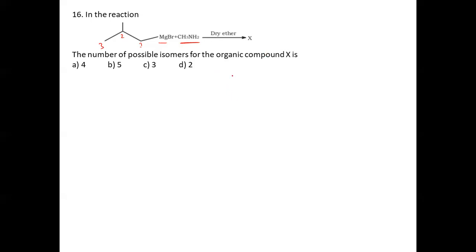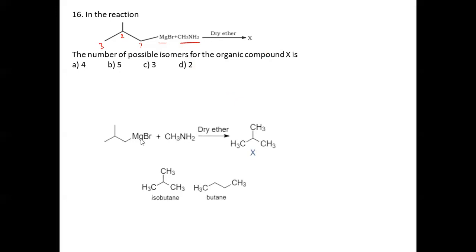Okay, for this, first we have to observe the reaction that takes place here. The given reaction forms the compound isobutane, which has one more isomer, that is normal butane. Butane and isobutane are the possible isomers for the organic compound X. So for question number 16, it's option D, which can form two possible isomers: one is butane, another one is isobutane.